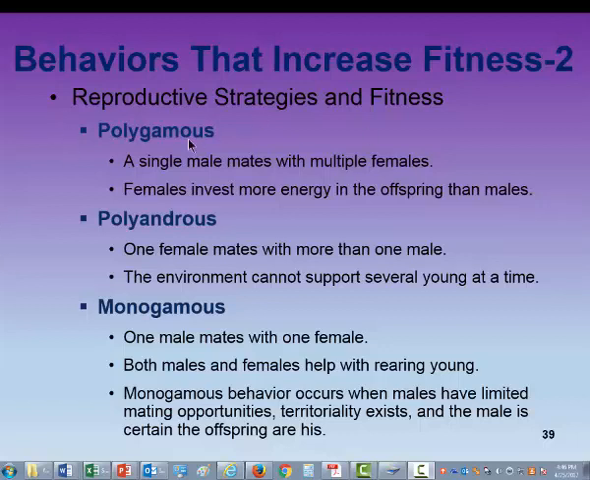Polygamous is the one like in the lion pride. The male in its harem, he has multiple females and one single male. The females put more energy in it though, because the females are the ones that hunt, that raise the young, and the males are pretty much just there for mating. And so it's a different kind of dynamic in the relationship.